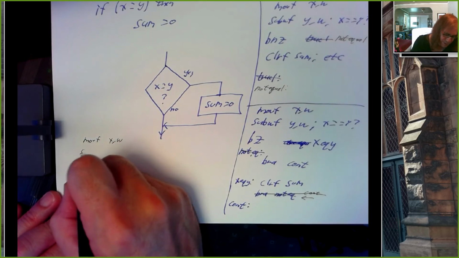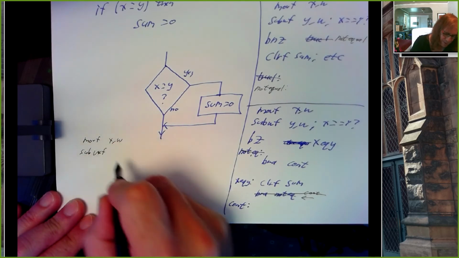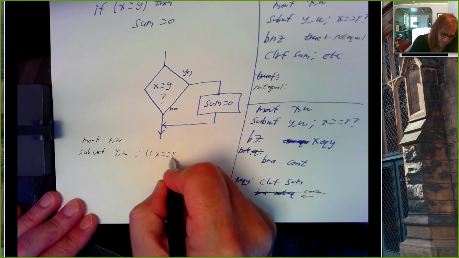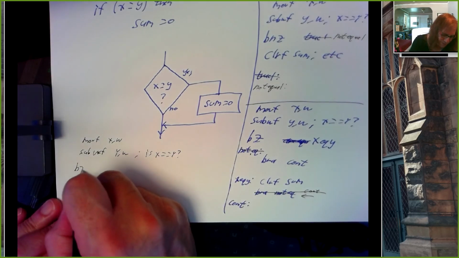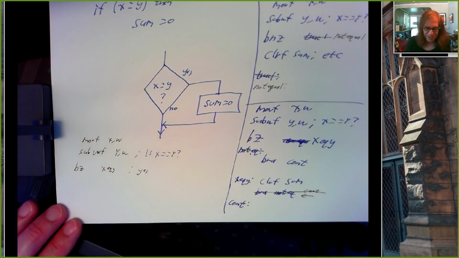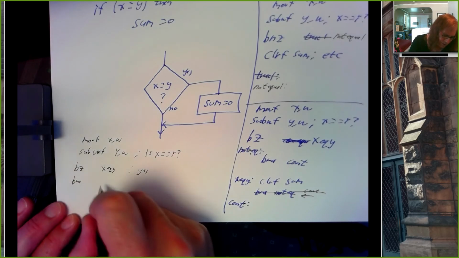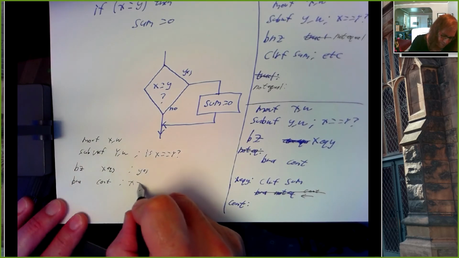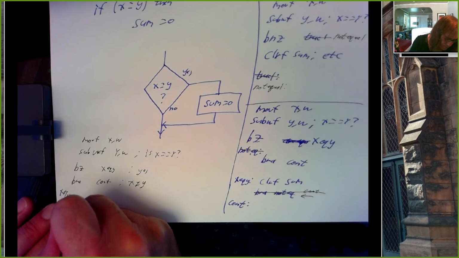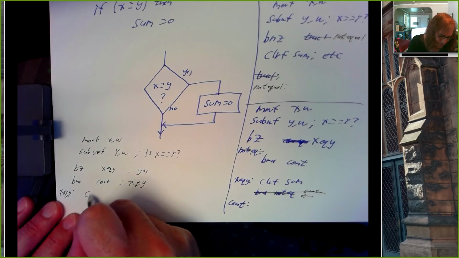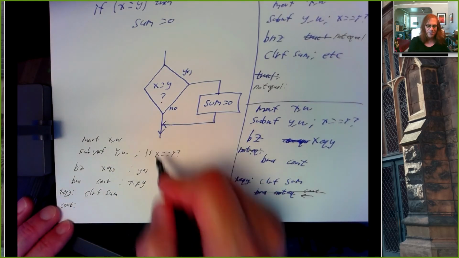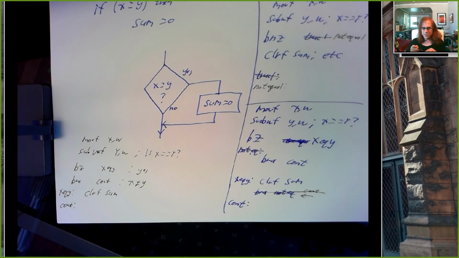So move x into w, subtract w from y, put the result in w. Comment, is x equal to y? Branch if 0, x equals y. So we're going to branch if x is equal to y. Otherwise, we're going to say branch continue, which is where we're going to go if x is not equal to y. At the label x equals y, we're going to clear sum. And then continue is whatever is going to happen after this little block of code has finished.